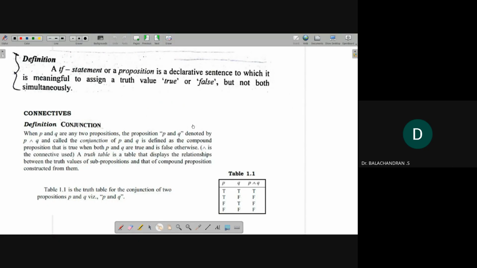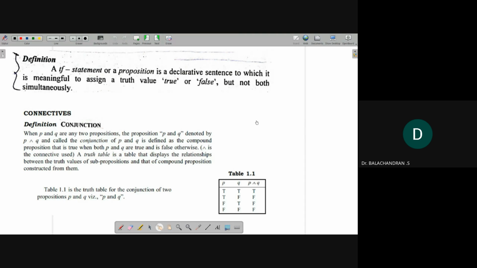Next, in this slide, first I gave the definition of a TF statement, that is, a true-false statement or a proposition. A true-false statement is a declarative sentence to which it is meaningful to assign a truth value, either true or false, but not both simultaneously. There are, I think, 5 connectives. The first one is conjunction. I think it is visible to you. Otherwise, I will write here.